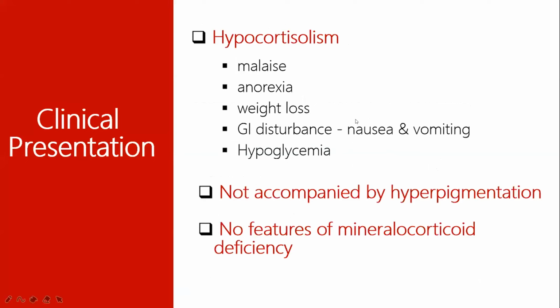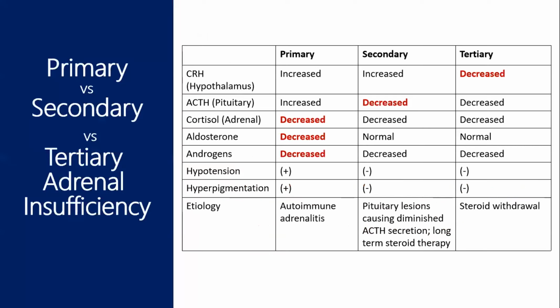For the clinical presentation, all types of adrenal insufficiency would present with hypocortisolism. By hypocortisolism, there should be malaise and fatigue, anorexia, weight loss, GI disturbance in the form of nausea and vomiting, and of course, hypoglycemia. It is important to note that secondary adrenal insufficiency is not accompanied by hyperpigmentation, and there would be no features of mineralocorticoid deficiency, because we can only see these two in primary adrenal insufficiency. The reason for that is this slide.